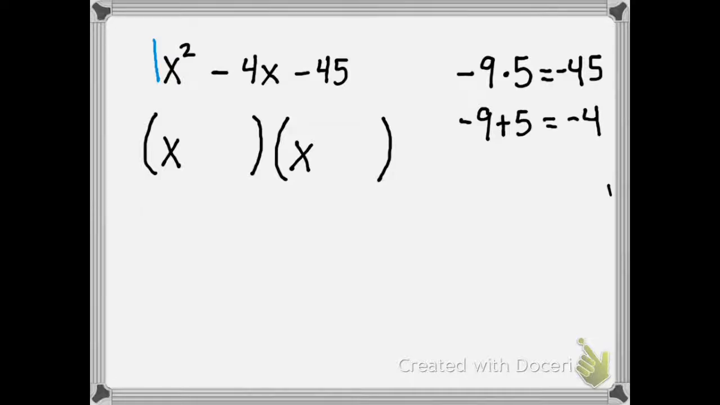So the numbers that are going to be the last term in each of these factors, each of these parentheses, are negative 9 and positive 5. And it's important to get the signs correct. Now, the order that you put these in does not matter. You can put the negative 9 in the first parentheses and the positive 5 in the second, or vice versa. It does not matter. And if you want to FOIL that back out to check it, you certainly can do that.